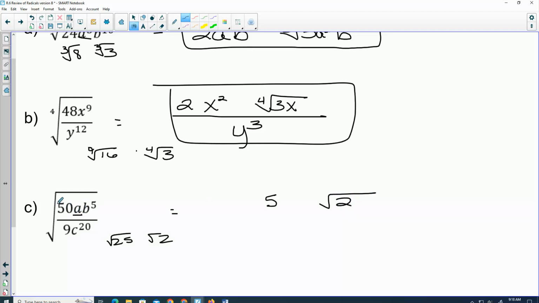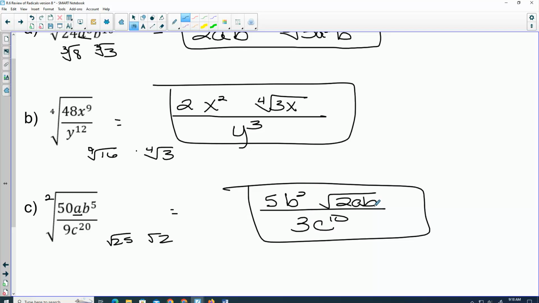If I have 1 a, is that enough to do a square root of? No, we can't form a group of 2, so that just stays. If I have 5 b's, then we can make how many groups of 2? 2 with 1 left over. Okay, on the bottom, square root of 9 is 3. If I have 20 c's, how many groups of 2? 10 and none left over.